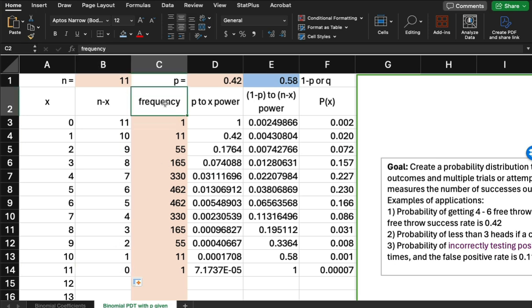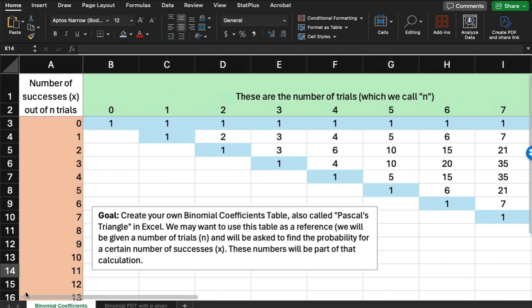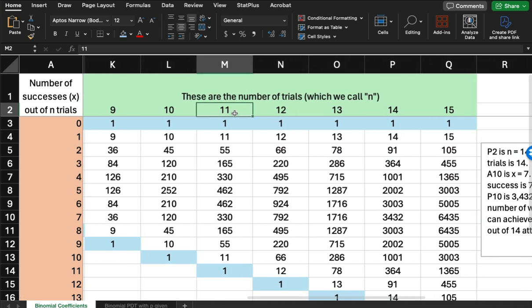Now let's look at our frequencies. There's a reason why this is colored in salmon as well, because we need to provide those numbers, and this is where our Pascal's triangle is going to come in. So I'm going to switch tabs over to Pascal's triangle. And here it is. You can see this is the whole thing, starting with when n is equal to 0, then n is equal to 1, n is 2. So we need n equals 11. We need to scroll all the way to the right until we see an 11.